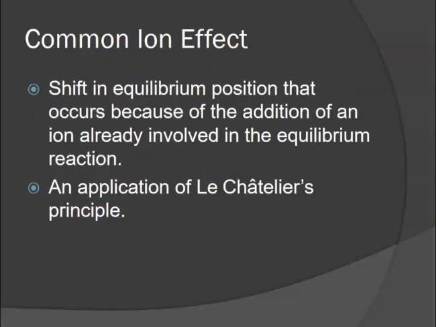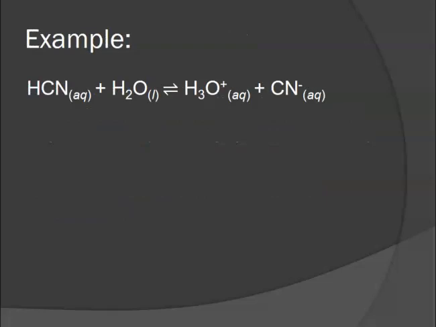All right, common ion effect. You guys have seen this before. It's a shift in the equilibrium position that occurs because of the addition of an ion that's already involved in the equilibrium. It's Le Chatelier's principle. So imagine we have HCN, hydrocyanic acid. It's a weak acid. How do I know that? I know it because it's not one of the 7 strong acids, so it's got to be a weak acid. So the equilibrium probably lies over here some way, definitely not over here because it's a weak acid.